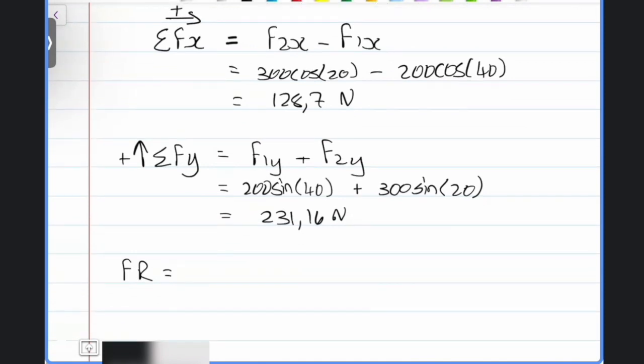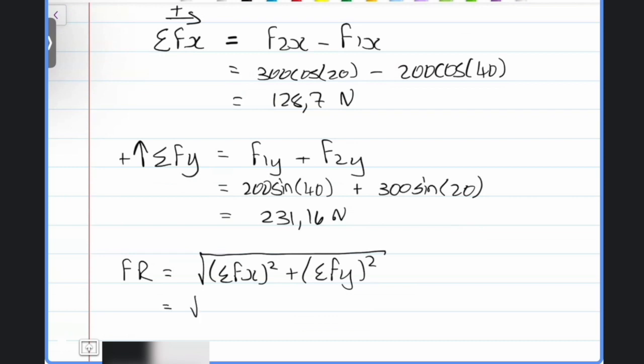So here, for the resultant, all you're going to do is say, okay, the sum of forces in the x all squared plus the sum of forces in the y all squared. And what is that going to be? It's going to be 128.7 all squared plus 231.16 all squared, and done.